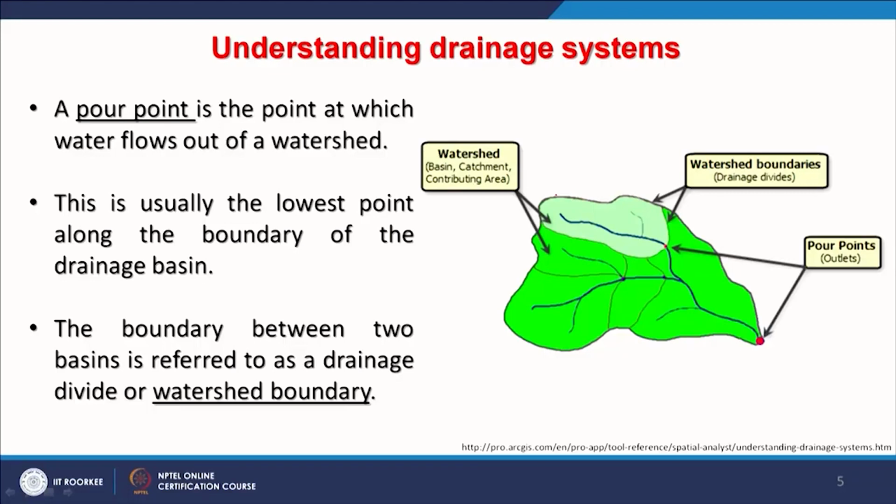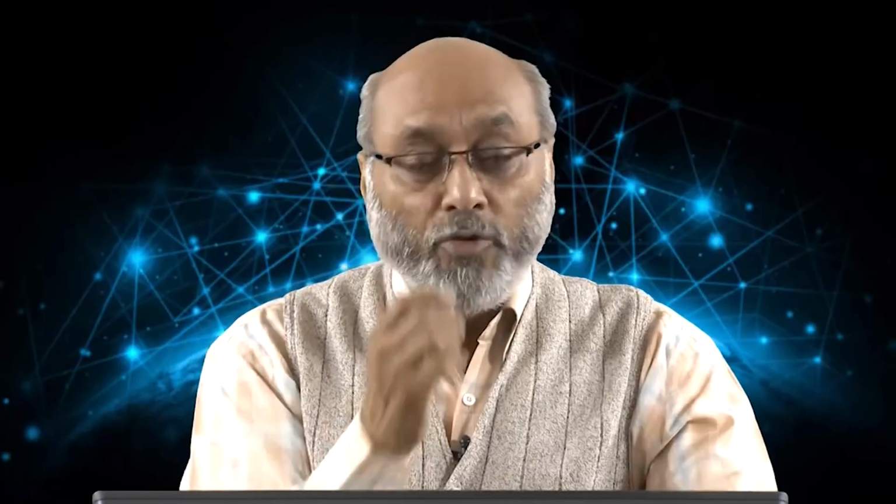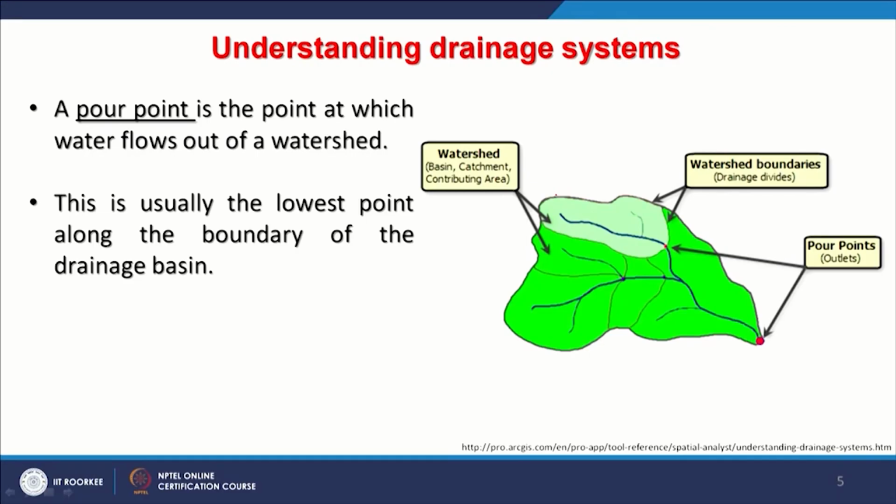So, this area, the watershed area, is commonly defined as the total area flowing to a given outlet or pour point. Now, pour point, I have just explained, is the point at which water flows out of the watershed. So, it may go out of one watershed, but may enter a larger watershed or a larger basin, till it reaches the sea. And this outlet is generally the lowest point along the boundary of the drainage basin. It has to be the lowest, so that whatever precipitation is occurring will come out through this outlet.